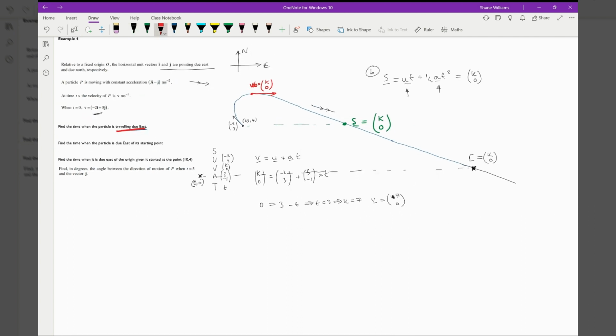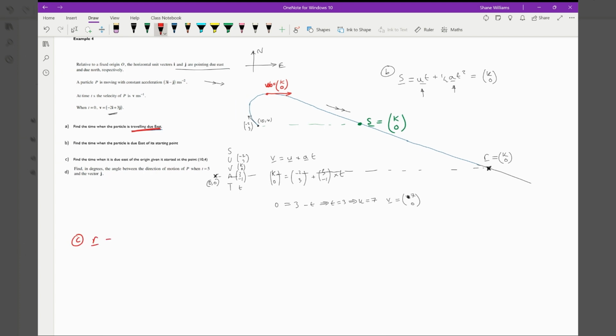So for this section, I'm going to say r equals r0 plus s. r0 was (10, 4) now, plus s, which is going to be ut plus half at squared. (10, 4) plus (-2, 3) times t plus a half (3, -1) t squared, and that's now going to be equal to (k, 0). And again, we take the bottom line and solve for t.